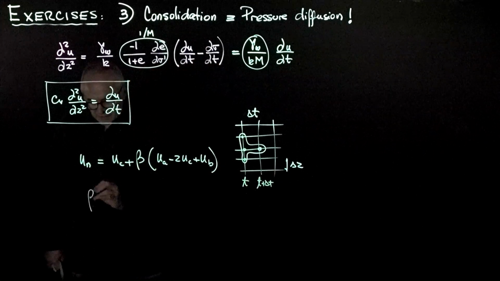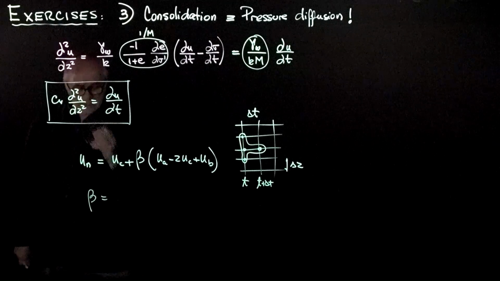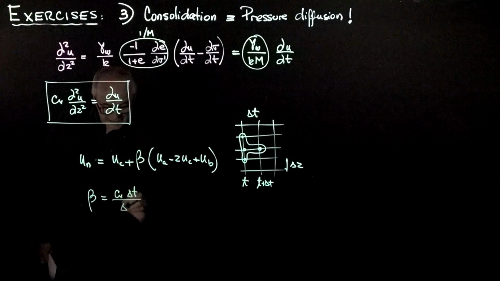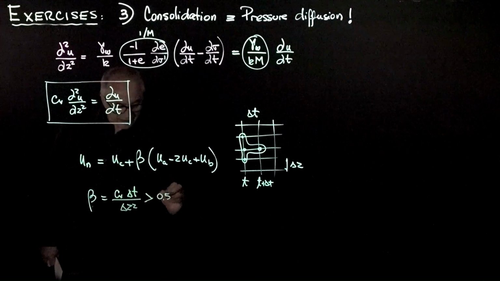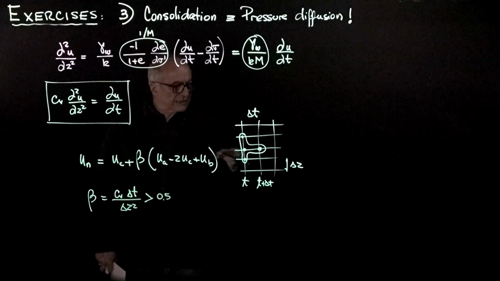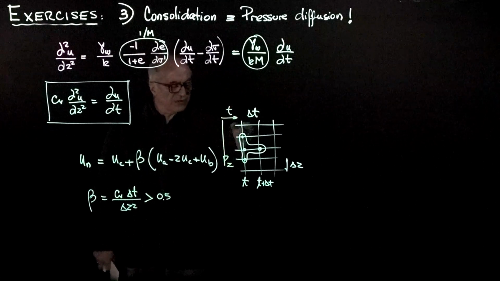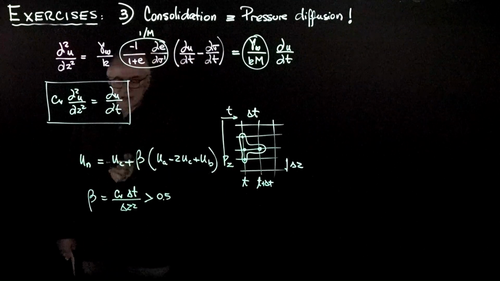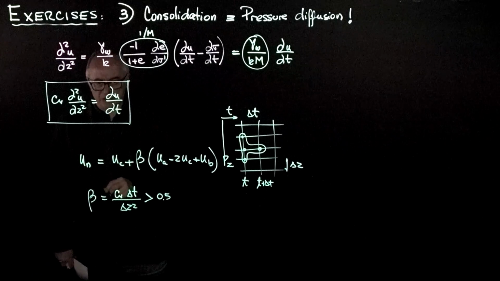Where beta comes from, here is the ratio of CV times delta t over delta z squared. And for convergence, we want this to remain smaller than 0.5. In other words, when we begin moving the kernel about our time and space, this is space and this is time, and we solve for the pore pressure at every point, what we have actually done is solve the diffusion equation, or the one-dimensional consolidation equation.